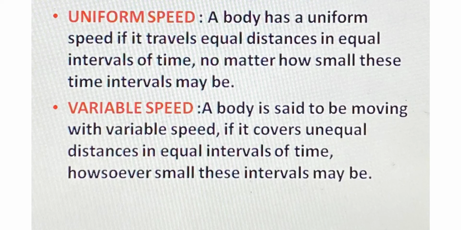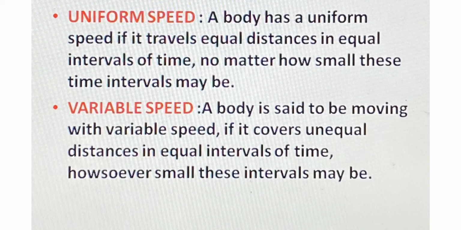Now what is uniform speed? A body has uniform speed if it travels equal distance in equal interval of time, no matter how small these intervals may be. We know that if a body is traveling equal distance in equal interval of time, it is uniform motion, and when it is in uniform motion, its speed is also uniform. Next is variable speed. A body is said to be moving with variable speed if it covers unequal distance in equal interval of time, howsoever small the intervals may be.